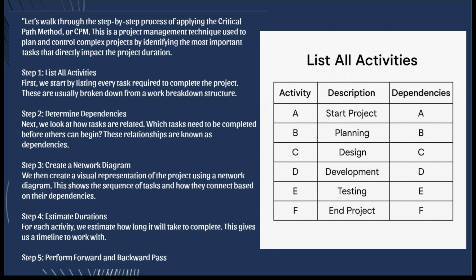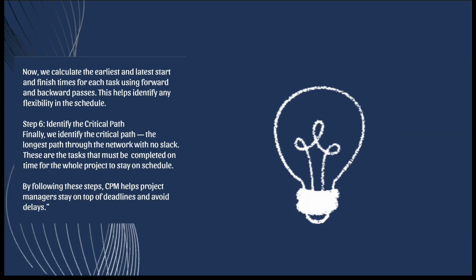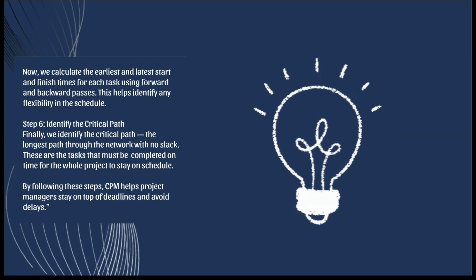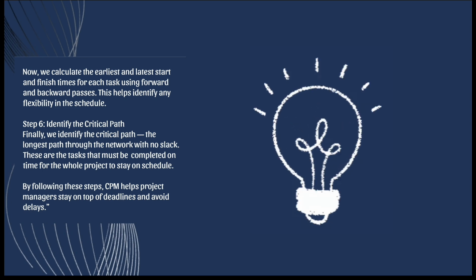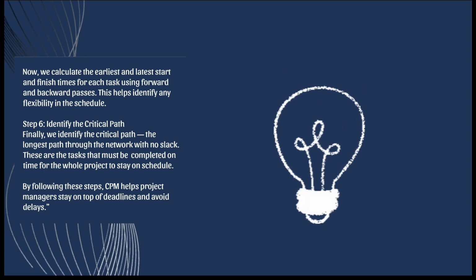Step 5. Perform forward and backward pass. Now we calculate the earliest and latest start and finish times for each task using forward and backward passes. This helps identify any flexibility in the schedule. Step 6. Identify the critical path. Finally, we identify the critical path, the longest path through the network with no slack.